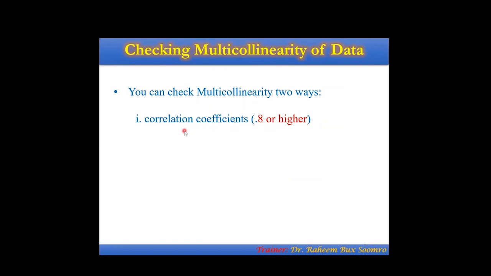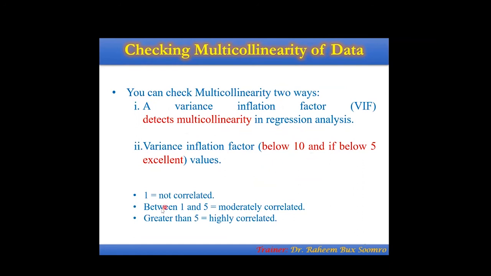You can check multicollinearity in two ways, as I told you: the correlation coefficient as well as the variance inflation factor. If the value of the variance inflation factor is 1, it means not correlated. If it is between 1 and 5, moderately correlated, and if it is greater, highly correlated. But again, the key value is 10. If the VIF values are more than 10, you must be concerned about multicollinearity. But if the values are less than 10, I think there is no multicollinearity. This is from my own practice.